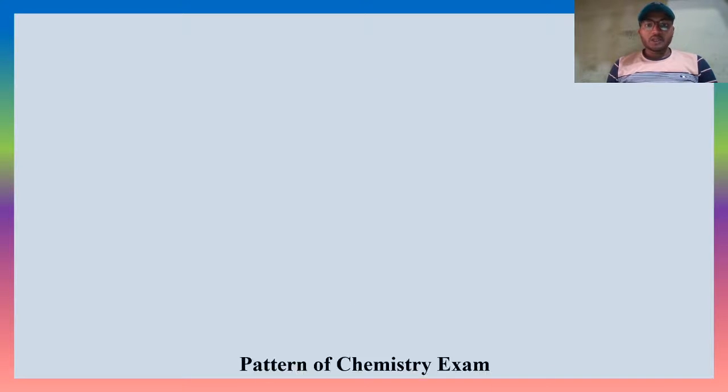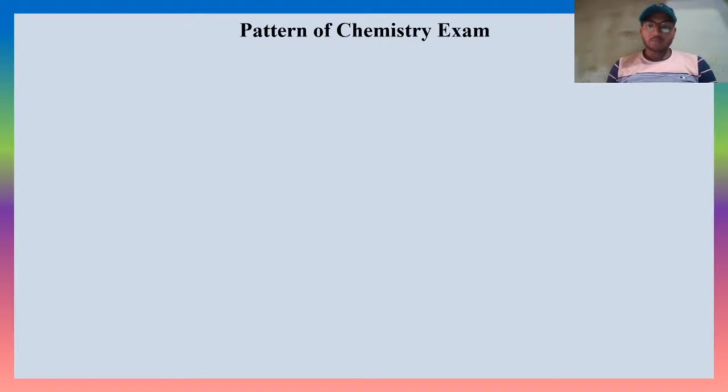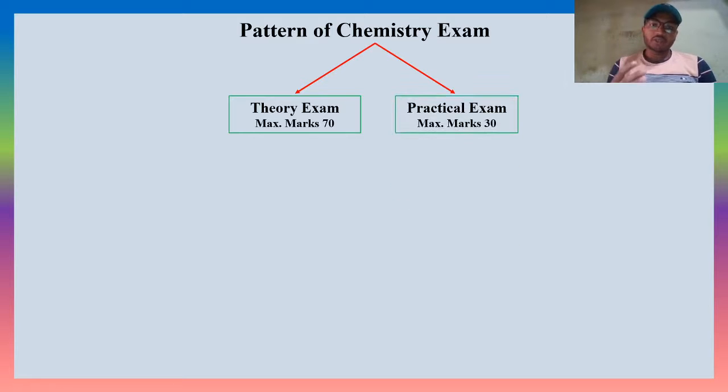Related to your exam pattern, your exam has two parts. The first is the theory exam and the second is the practical exam. Your theory exam covers a maximum of 70 marks and your practical exam covers a maximum of 30 marks. Means your total chemistry is 100 marks, and here we will cover the theory exam. Our goal is the maximum of 70 marks.